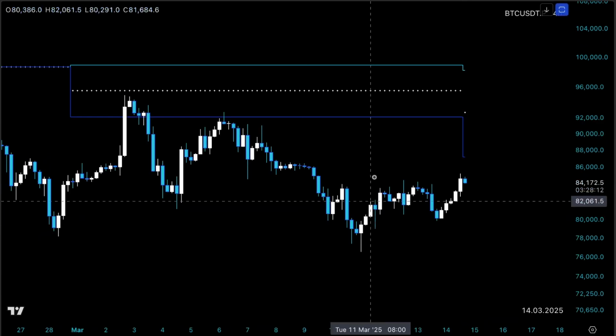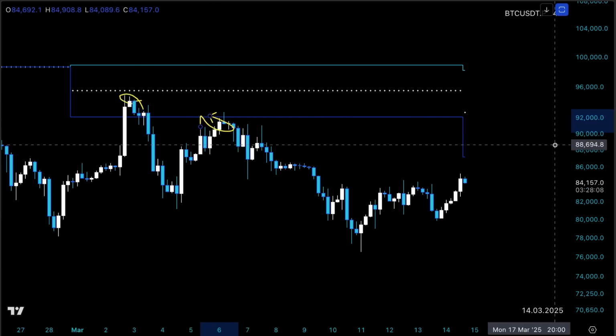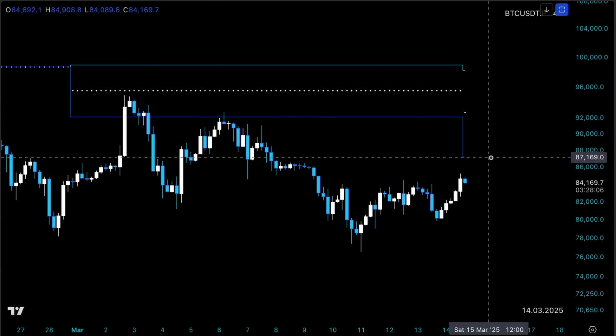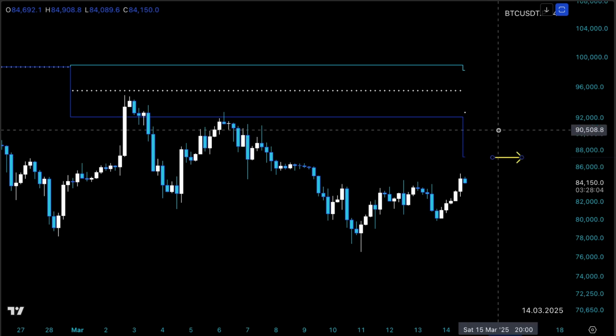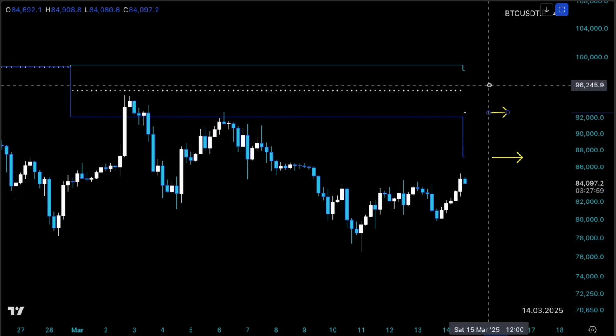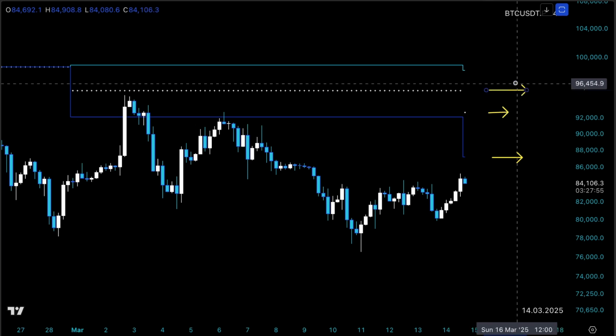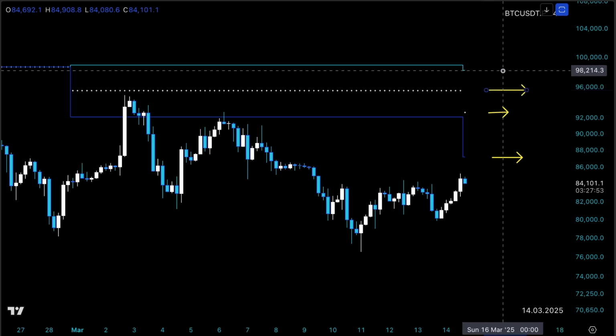On a lower time frame, you can see a clear picture how we got rejected again, and then first level of resistance 87,000, 92.5 plus all the way. These are previous levels also applicable, around 96, but the main one, as you can see, above $98,000.